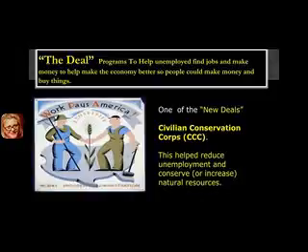I do have a handout on these. I will not cover it in my PowerPoint or my presentation. But it is important that this did help reduce unemployment, and it got money moving into the economy to increase natural resources.